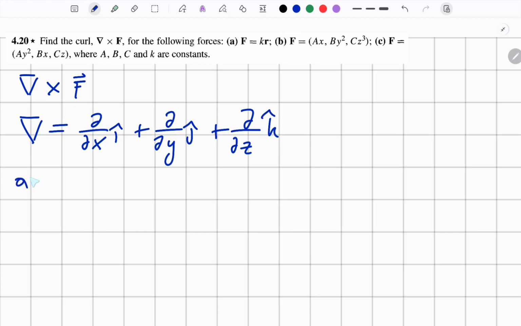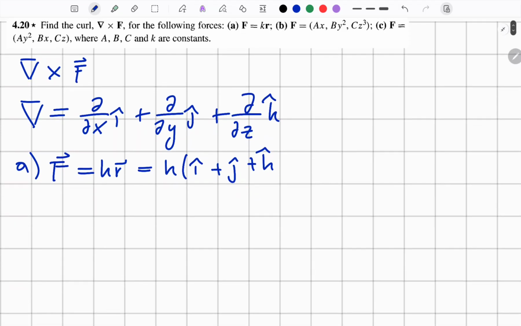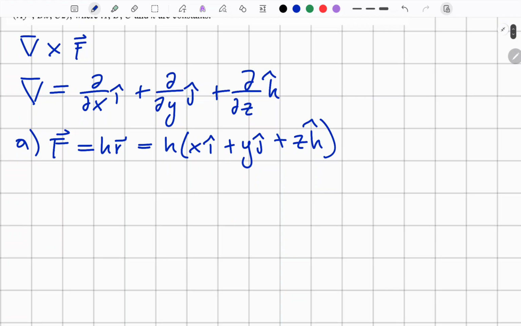So for part A, we're given the force F equals Kr, which is K times Xi plus Yj plus Zk. Let me rewrite that: Xi plus Yj plus Zk. And this K here is just a constant.